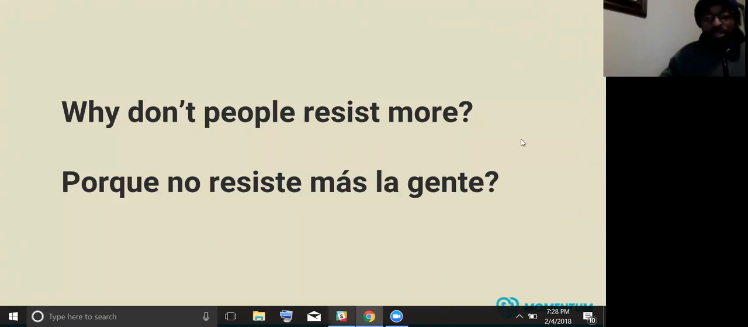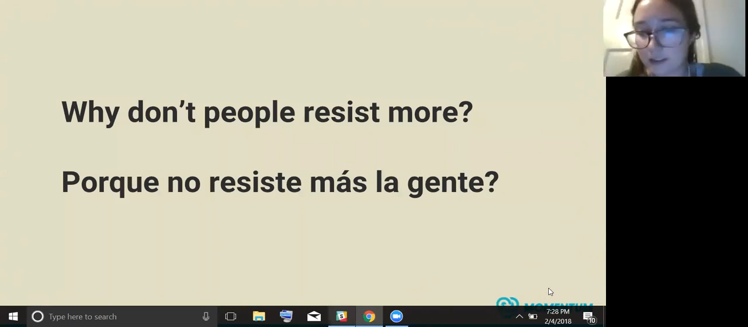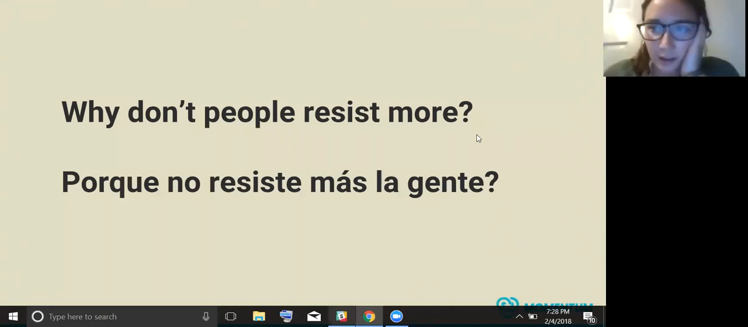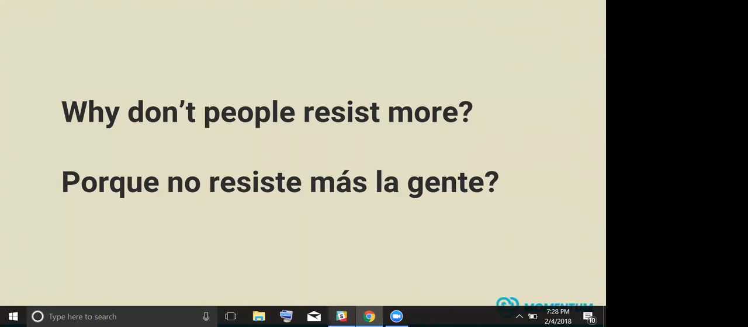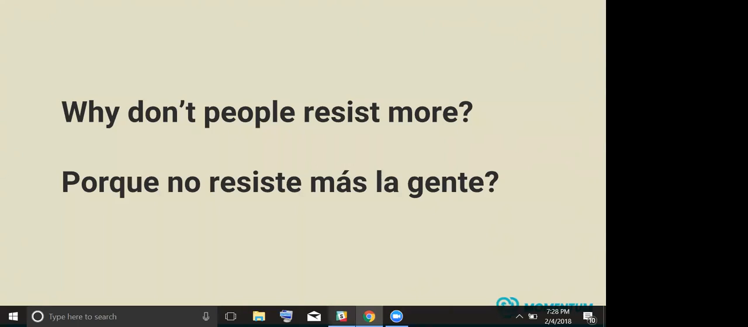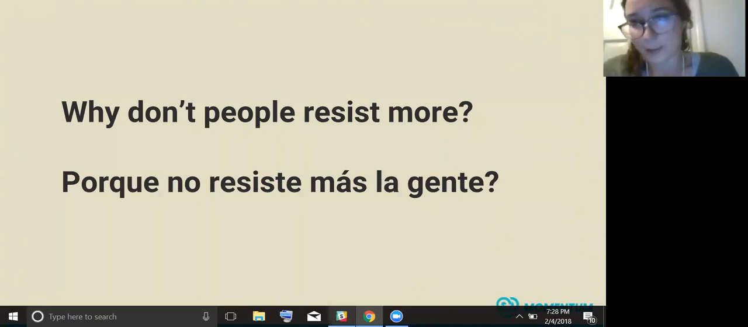Fear, maybe? Fear, for sure. Other thoughts? Maybe they don't know they have the power, like you said. Yeah, so a lot of times our whole education system, the way that we hear a lot of these issues talked about in the media, it's constantly reinforcing this idea that the people with power are the people on top, right?